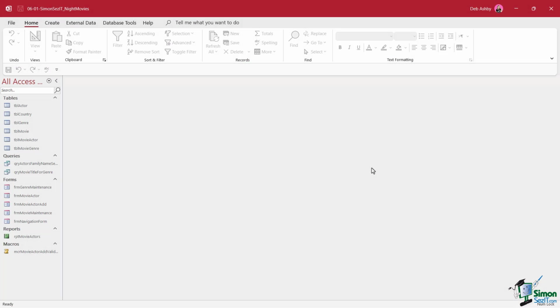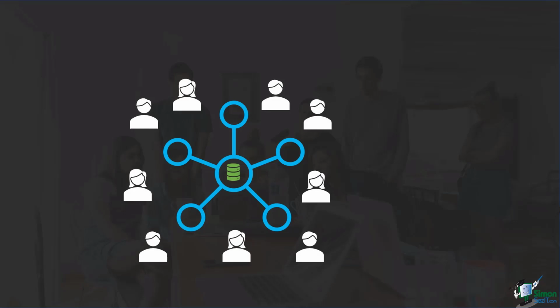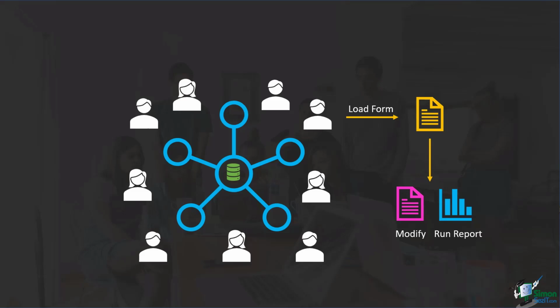Let's take a look at another reason for splitting a database. Now let's suppose this database is in a network location and we have 10 people using it from different PC locations. When one of those users wants to view or amend data, they load a form. That form has to travel across a network and they load the data for the form. Maybe they change some data or maybe run a report, but everything they do involves network traffic.